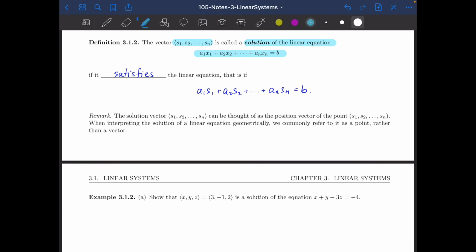One thing to remark is that the solution vector, s1, s2 up to sn, can be thought of as the position vector of the point s1, s2 up to sn. When interpreting the solution of a linear equation geometrically, we commonly refer to it as a point rather than a vector.